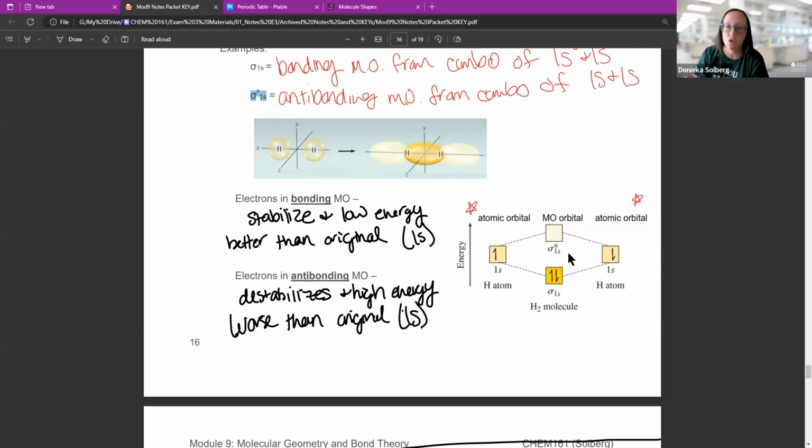Now you are not going to have to draw these orbitals. You're really just going to have to fill them in. I will give you what the new orbitals are, so this isn't going to be too difficult.